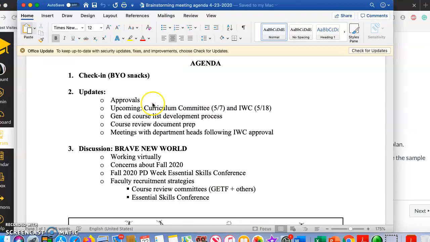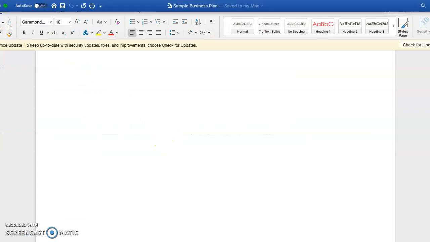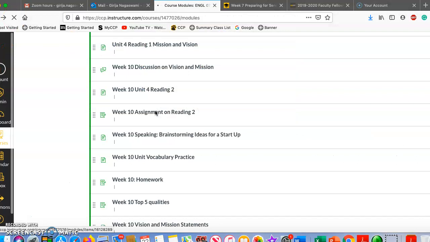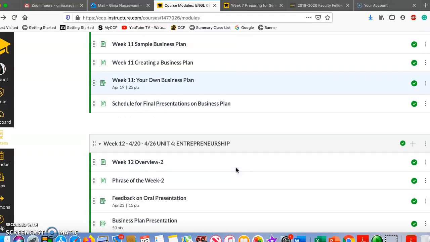They also had to make a PowerPoint before their presentation of their own business plan. Again, I shared with them a sample business plan. Once they did this, they were comfortable and ready to share their final business plan with the class. That was their final oral presentation, where they had to expand and create their business plan and then present it to the class.